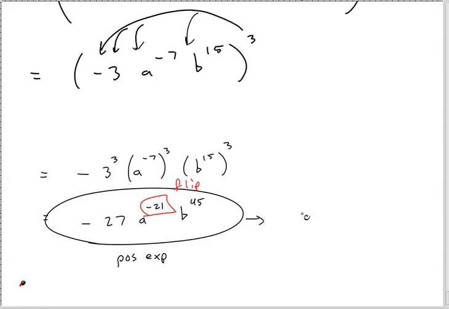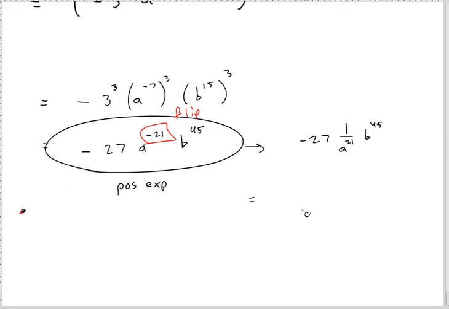And so my final answer is actually going to look like negative 27. And then I need to flip this guy. So I'm just going to flip him kind of like that. And then I have my regular old b to the 45. Does everything have a positive exponent? Yes. But it looks junky. So what I would like to do is make it all one fraction. Make it look a little bit better. There you go. That's your final answer. Now we're finally done.